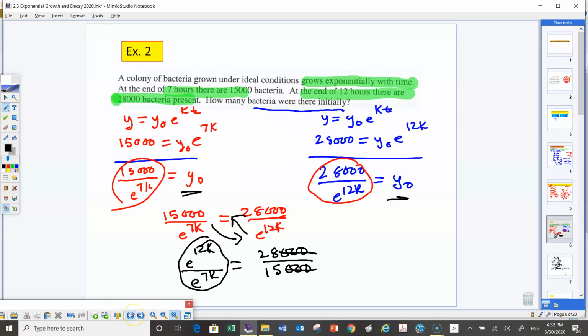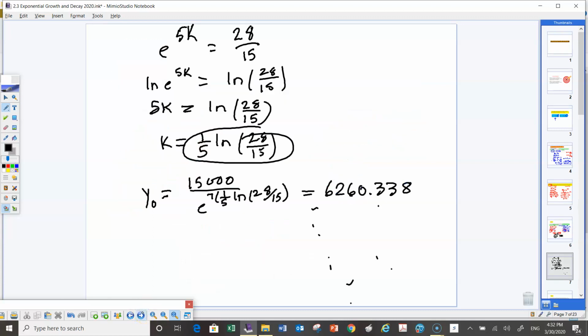And if you look at our data, that seems to make sense. There were 15,000 after 7 hours. There was 28,000 after 12 hours. If my initial amount would have been greater than 15,000, you obviously know you made a mistake, but that seems to be an acceptable solution to the problem.